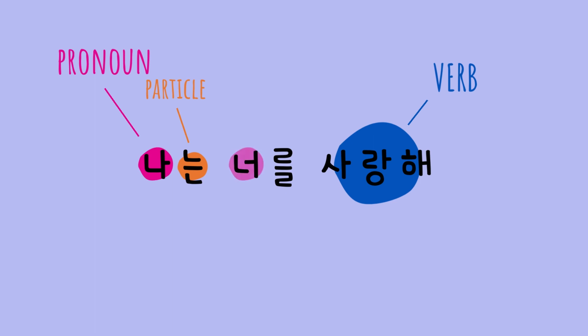Then we have no, which is another pronoun. It means you, and again, this is an informal form. Attached to it is ru, the object particle. It tells us that you is the object of the sentence. So what does this sentence mean? Of course, it means I love you.